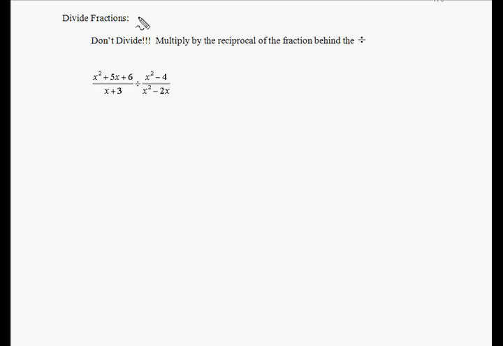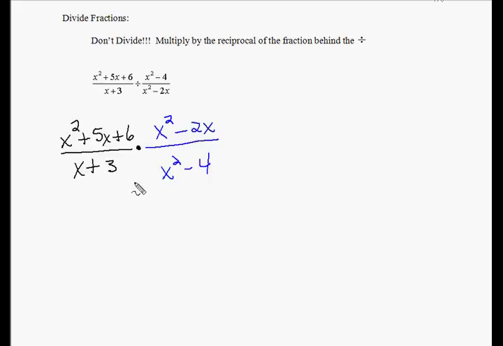Dividing fractions. Here's another example where we're not going to divide. We're going to multiply by the reciprocal of the fraction behind the division sign. So I need to take this second fraction and turn it over: x squared minus 2x and x squared minus 4 in the denominator. The first fraction remains the same.